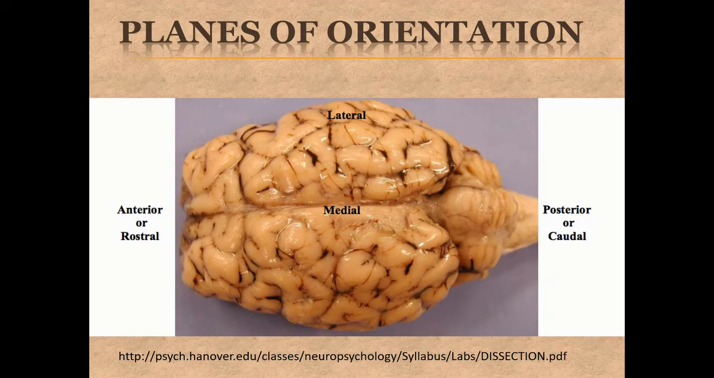This is the front of the brain. You will notice that over here is the brain stem, and then you have the anterior or rostral, medial, and lateral.